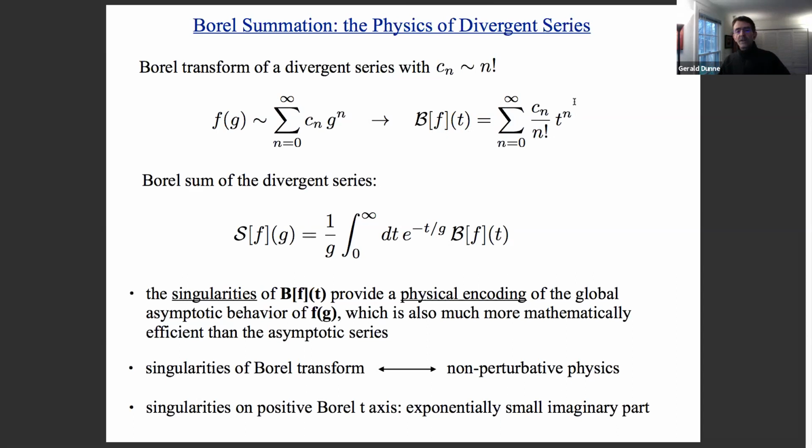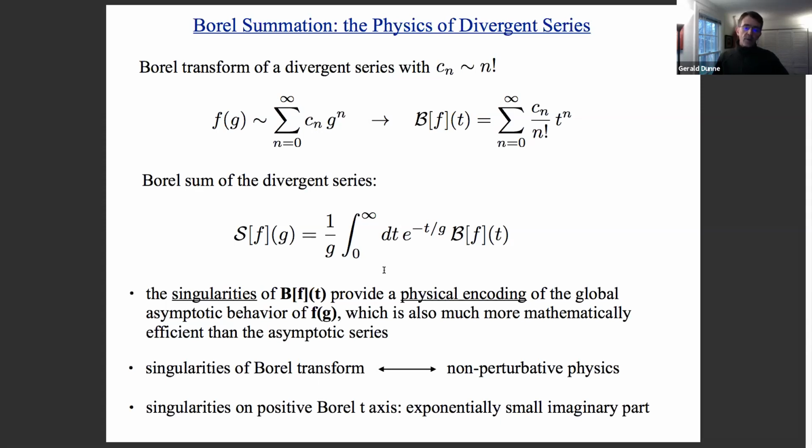Each t integration just brings another factor of n factorial, which cancels it out again. Now the advantage of this is multifold. One is that you get a translation of the interesting physical information in this divergent series, which was not at all obvious just from the coefficients, into the singularity structure of this function. So this function will generically have singularities like poles or branch cuts, and those things are the non-perturbative physics. Those singularities correspond directly to the saddle points of an integral representation of this problem. So it's a very efficient way of extracting the physical content of an asymptotic perturbative series.